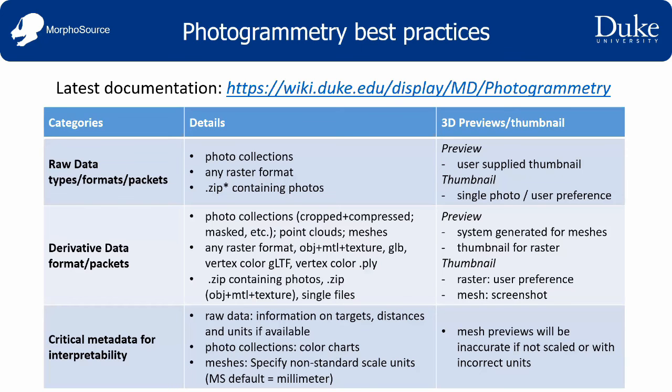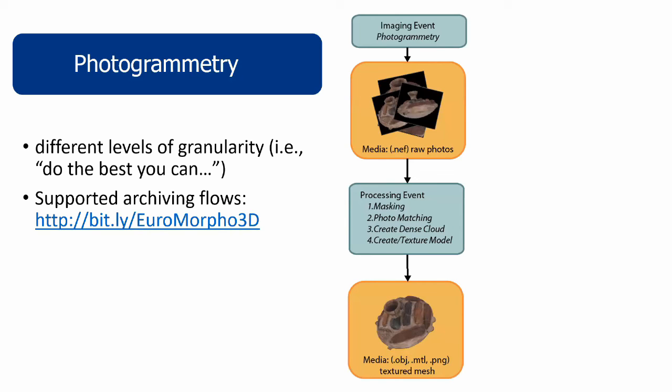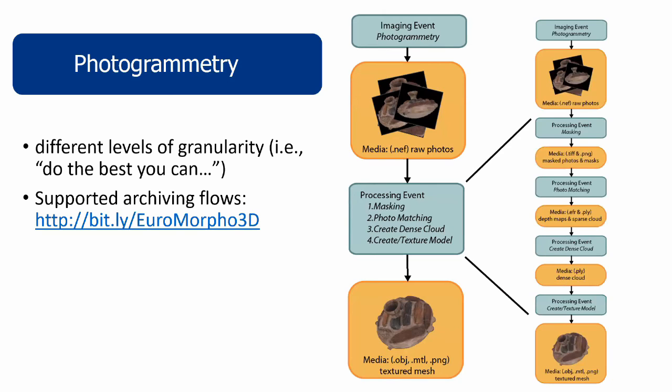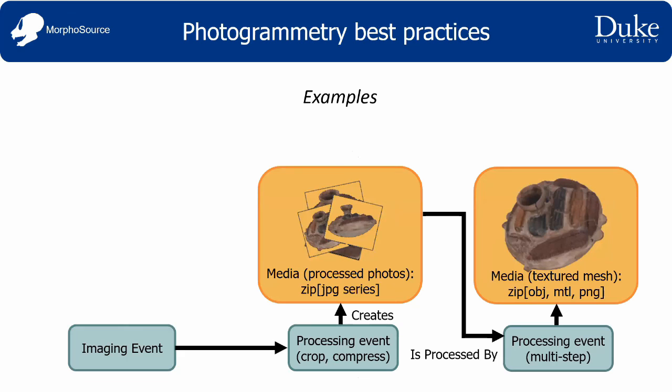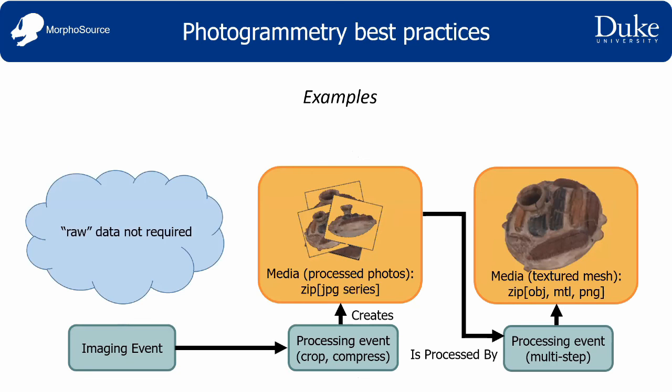For photogrammetry best practices, we have similar documentation on the website. This is what I showed before. You can have a very coarse or granular option. One thing we often recommend is, if you have photogrammetry data, include a photo collection, but don't necessarily include the raw format photos. Start with something that's cropped and possibly, in this case, even a lossy compression, because it won't actually impact the final model that you produce.